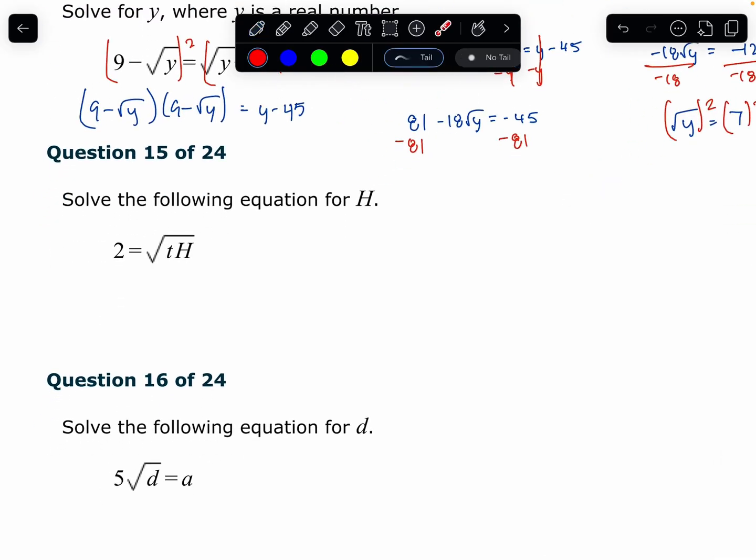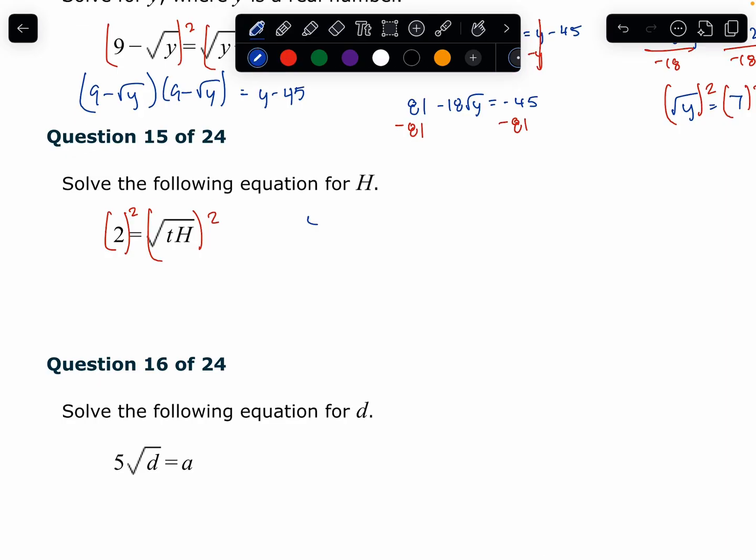For 15, solve the equation for h. So we want to get h by itself. So we'll have to square both sides in order to get rid of the radical because the h is in the radical, and that's where we don't want it to be. So we're going to get 4 is equal to t times h. Then I'm just going to divide both sides by t. So I'll get h is equal to 4 divided by t, and that should be an appropriate answer right there.